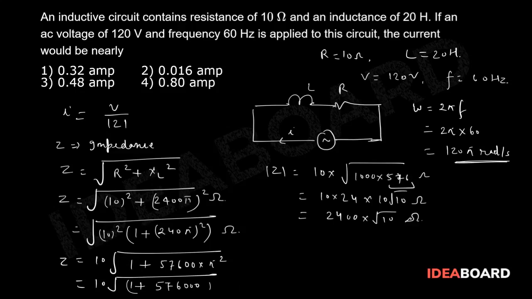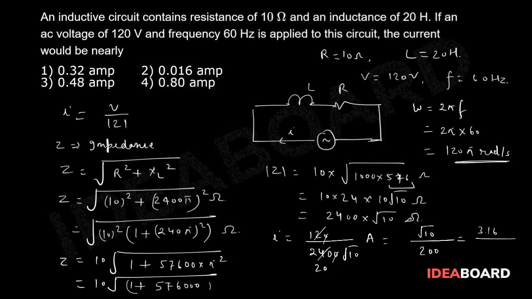Now I need to find out the final value of I. So now I need to put these values in the expression. I is equal to V upon mod Z. So V is going to be 120 divided by mod Z, which is 2400 root 10 ampere is going to be the current. So this is going to be 1 upon 20 root 10. So this will be root 10 divided by 200 if you multiply it by root 10 by root 10.